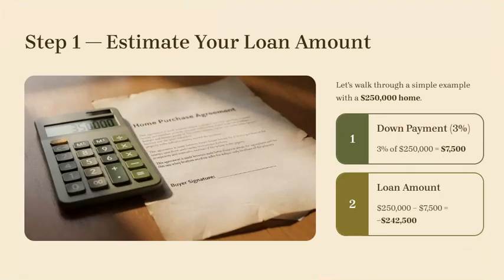Now here's step 1. Estimate your loan amount. Let's walk through a simple example with a $250,000 loan. Let's say the option payment is 3%. That would be $7,500. So the loan amount would be $242,500.